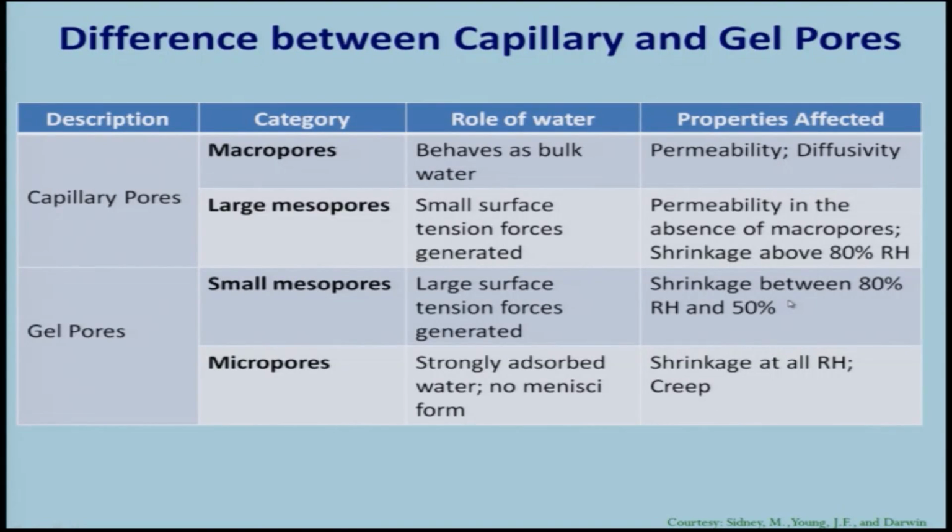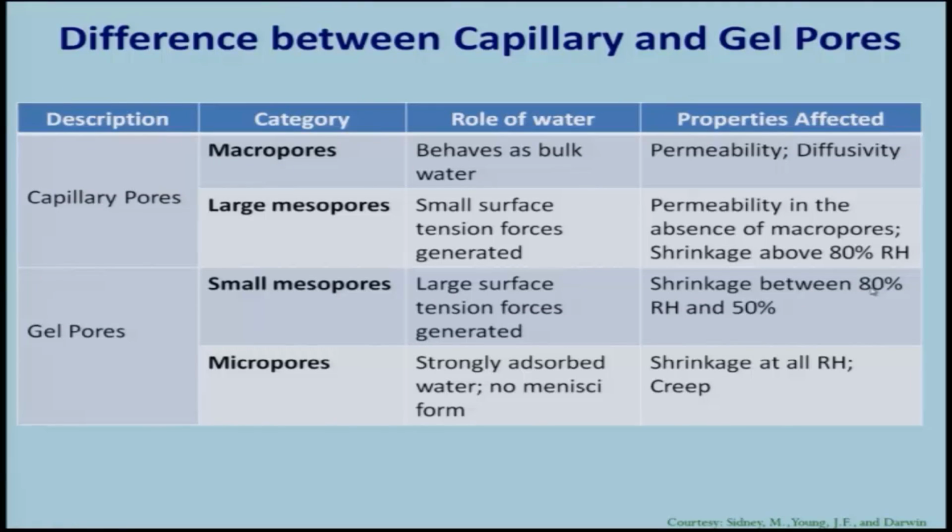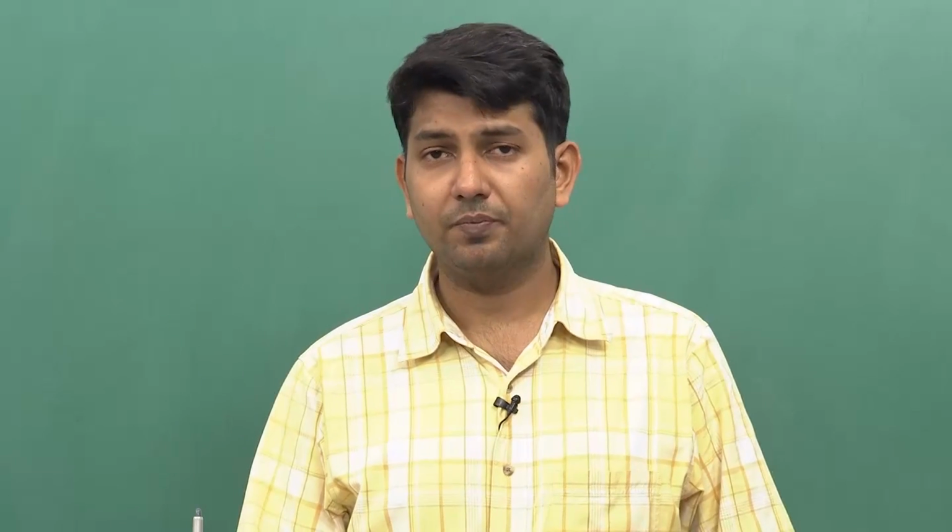Remember that the discussions about shrinkage will be dealt with at a later stage, when we are dealing with curing. The percentages mentioned, 80% relative humidity and 50%, are primarily from the shrinkage standpoint, because shrinkage can happen anywhere between 0% relative humidity and 100% relative humidity. So, the range 80% to 50% has its own relevance, which is not currently discussed, but we will discuss it when we come to curing and shrinkage.